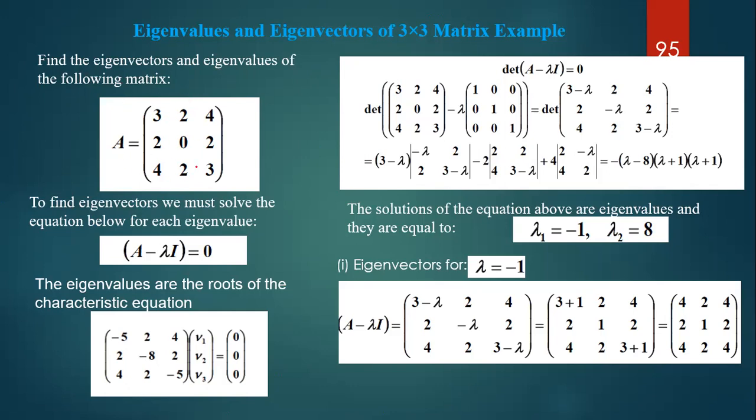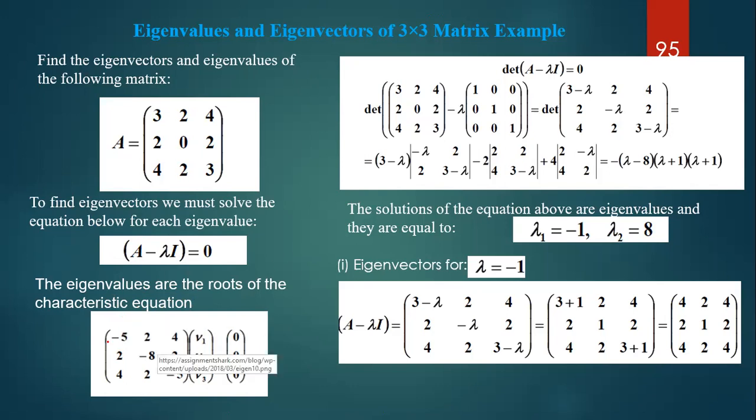This is matrix A. So to find the eigenvector, we must use A minus lambda I, where I is the unit matrix. That means A minus lambda I times the eigenvector is equal to 0. The eigenvalues are the roots of the characteristic equation. So the roots of the characteristic equation of this one are the eigenvalues.